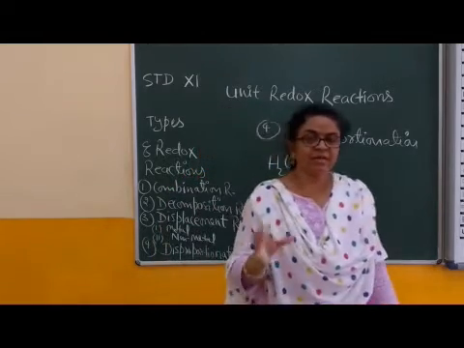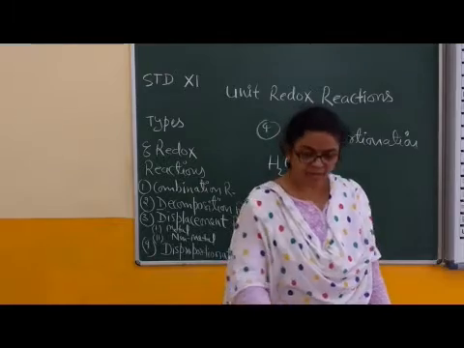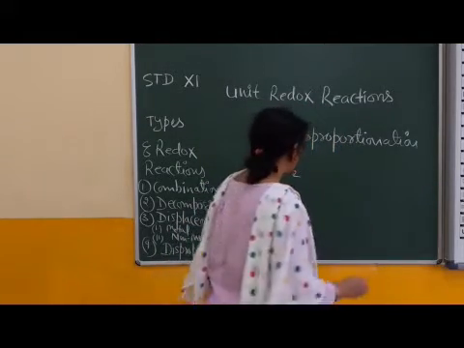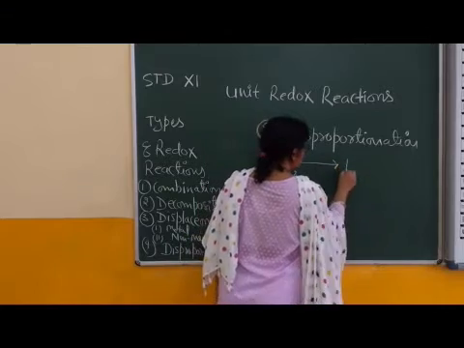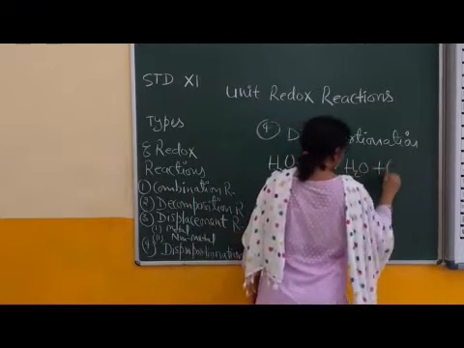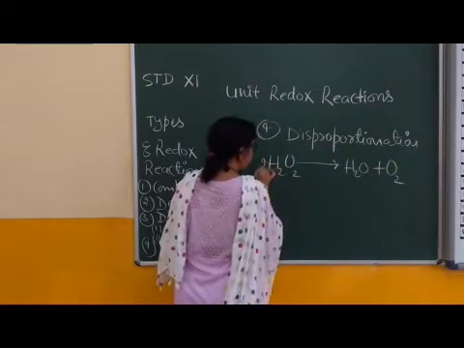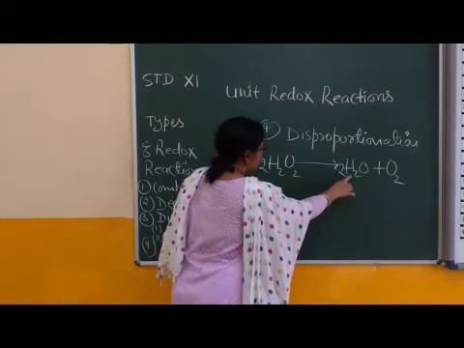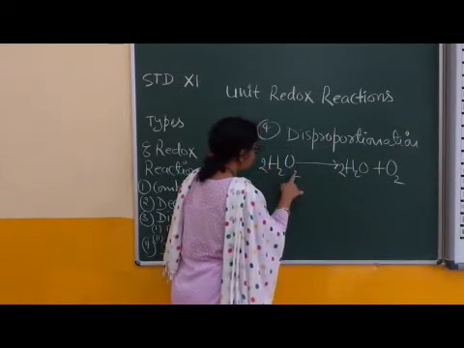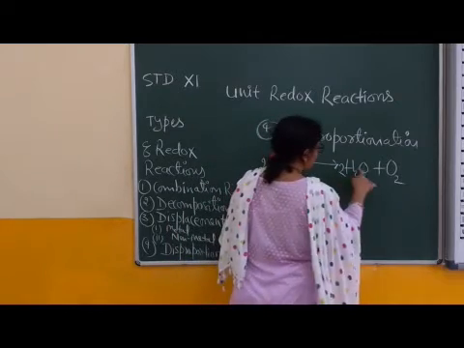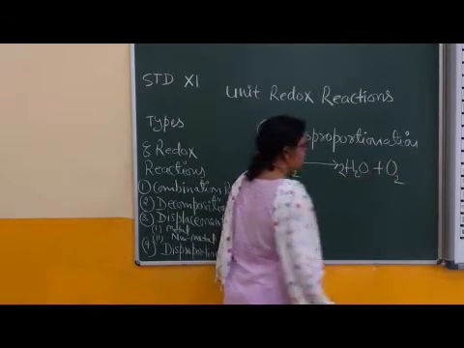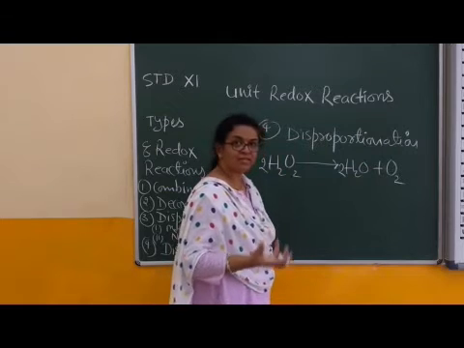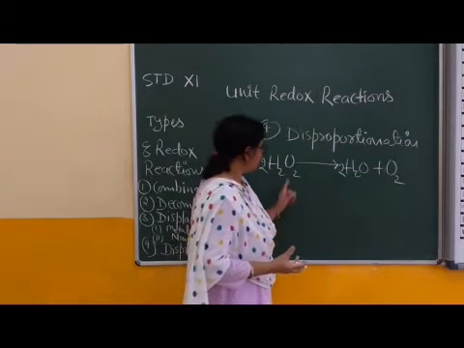Hydrogen peroxide is unstable at normal, room temperature. What happens? Auto decomposition occurs: self decomposition into water and oxygen. Balance with 2 and 2. 2 to 4, 2 to 4, balanced. Oxygen 4, oxygen 2 plus 2, 4. This is balanced. Now, the same element is oxidized as well as reduced.